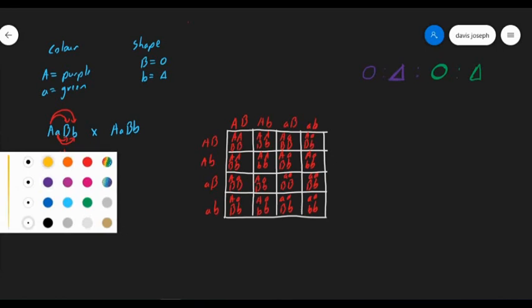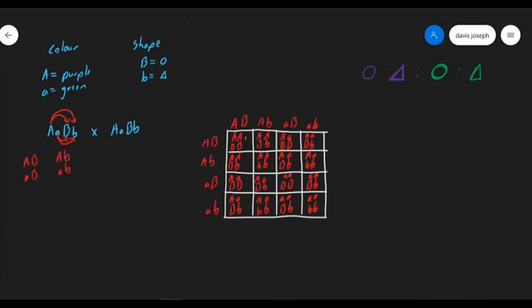In order for an individual to be purple and round, they have to have the dominant gene for purple and the dominant gene for the shape round. So they have to have at least one capital A and one capital B. So we have 1, 2, 3, 4, 5, 6, 7, 8, 9 individuals.